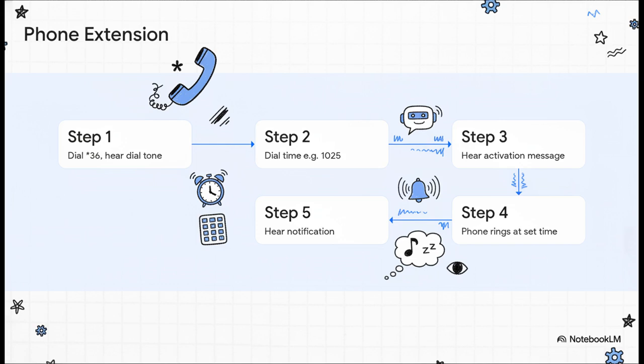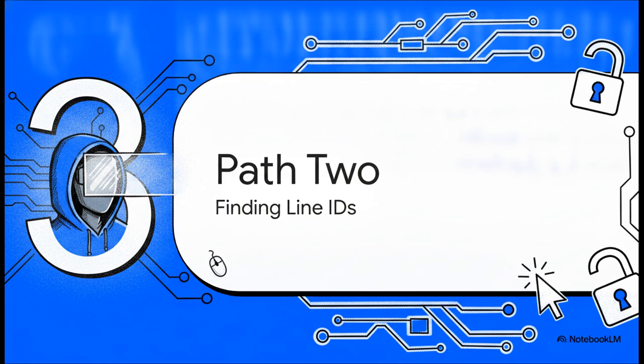Step 1, you pick up the handset, dial *36, and you wait to hear that crisp dial tone. Step 2, you simply punch in the time, 10:25. Step 3 is where the system actually talks back to you. You'll hear this robotic voice confirming the feature is now activated, 10:25. Then you just hang up the phone and go to sleep. Step 4, at exactly 10:25 a.m., your physical phone starts ringing. You groggily pick it up for Step 5 and you hear your scheduled notification. Honestly, it's incredibly straightforward.